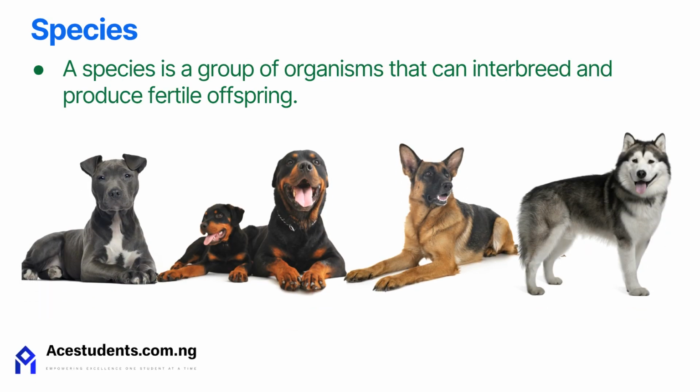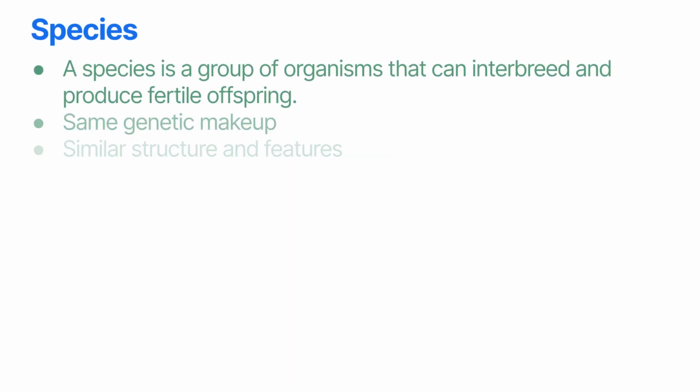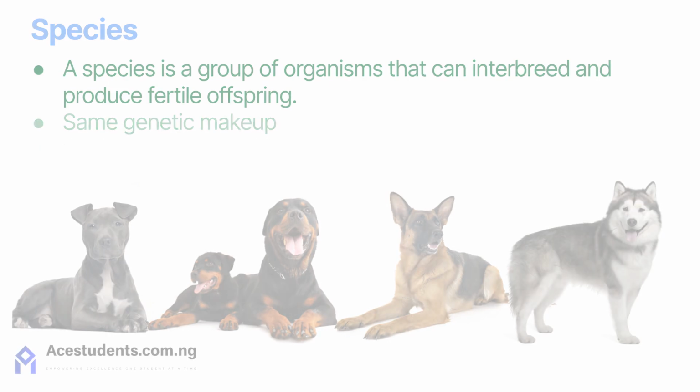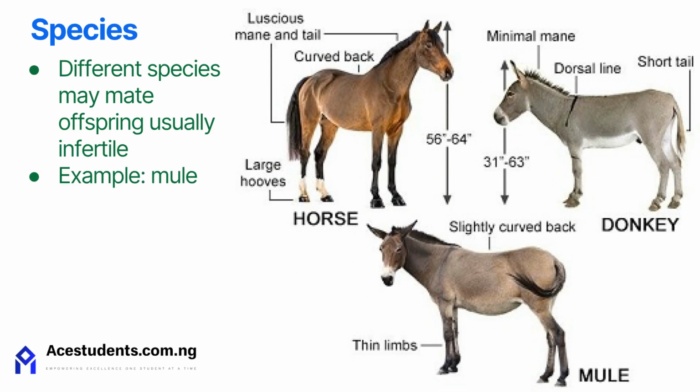Now, let us define a species. A species is a group of organisms that can interbreed and produce fertile offspring. Members of the same species share similar genetic makeup and structural characteristics, which allows successful reproduction. When organisms from different species mate, the offspring is usually infertile.